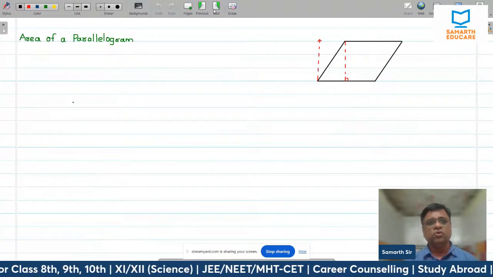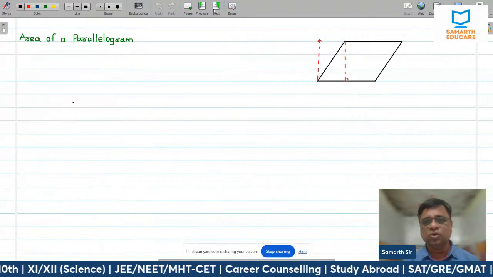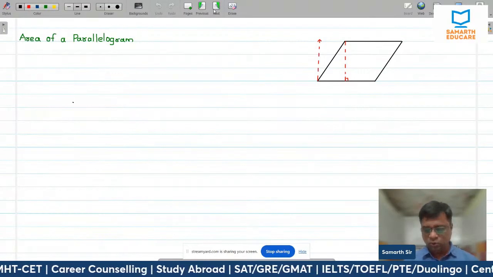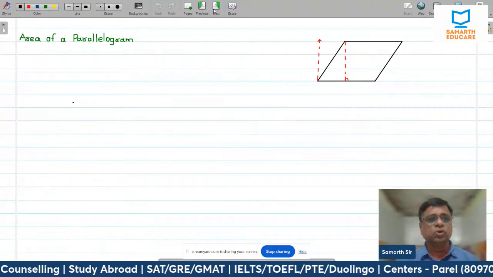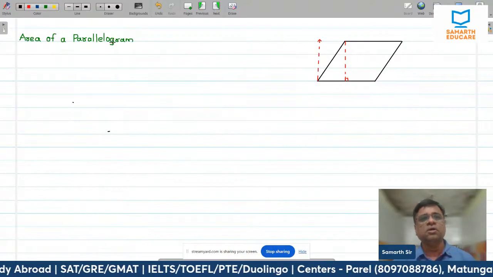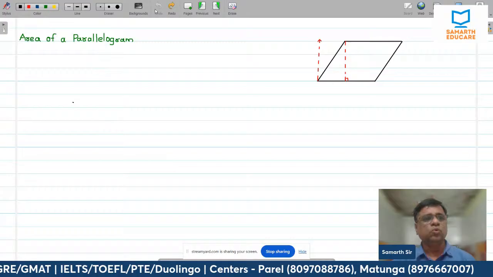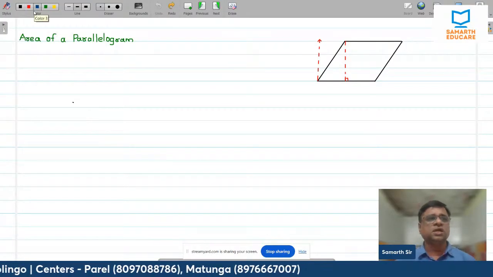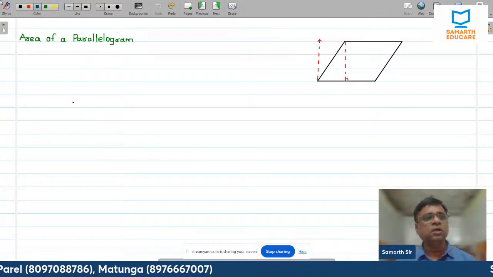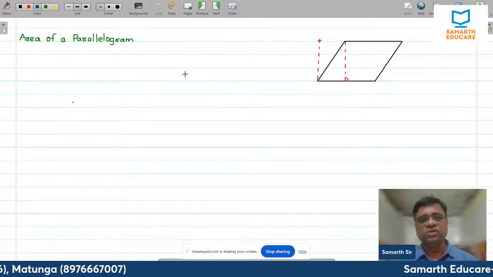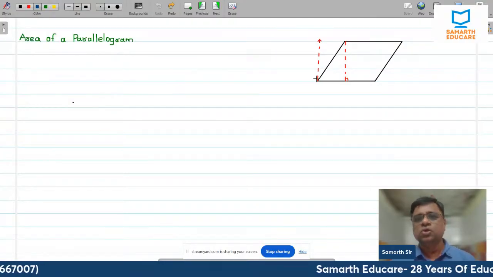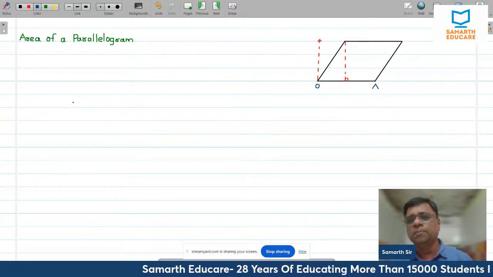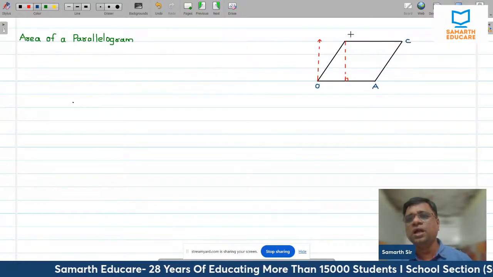So today we are going to study, as I said, area of parallelogram and area of triangle. Three theorems back to back today. Let's see how to solve this, how they will be asking the question based on area of parallelogram. Suppose two sides are given to you. So there is a parallelogram OACB.